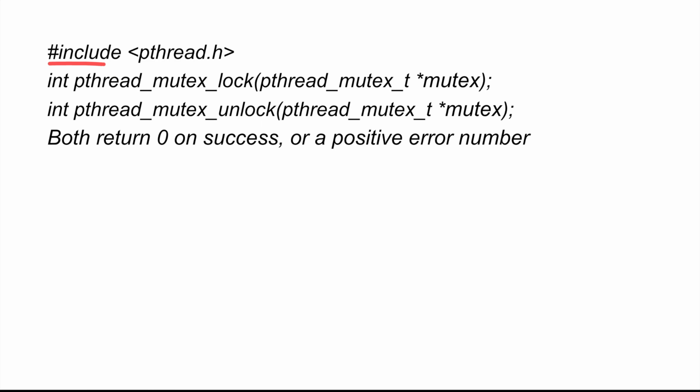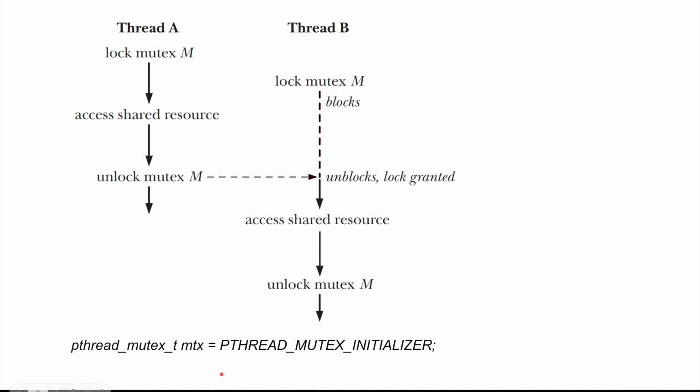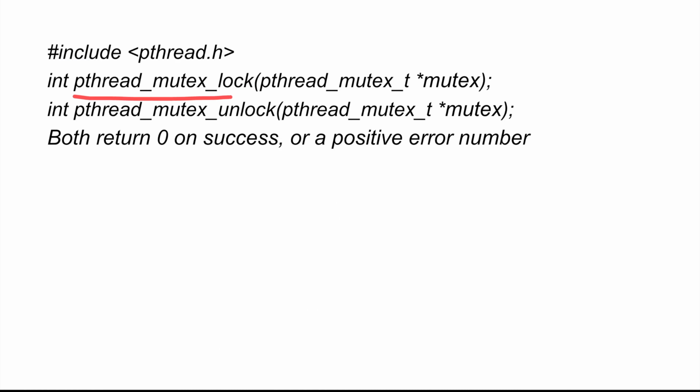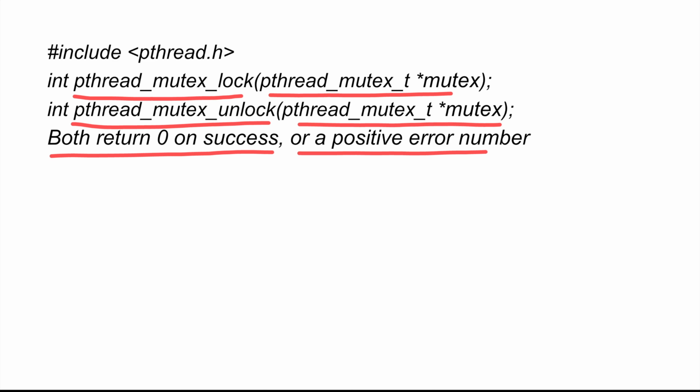All the mutex functions are defined inside pthread.h. Even the PTHREAD_MUTEX_INITIALIZER is available inside pthread.h. To lock a mutex, we use the pthread_mutex_lock function. To unlock it, we use the pthread_mutex_unlock function. Both receive the mutex as their argument. They return 0 on success and a positive error number in case of an error.